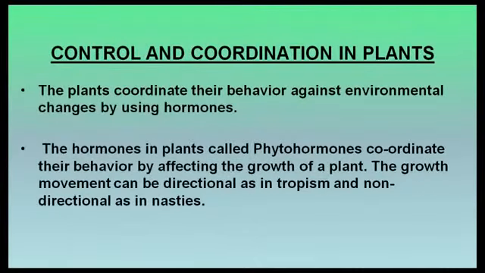The plants coordinate their behavior against environmental changes by using hormones. The hormones in plants, called phytohormones, coordinate their behavior by affecting the growth of a plant. The growth movement can be directional, as in tropism, and non-directional, as in nasties.